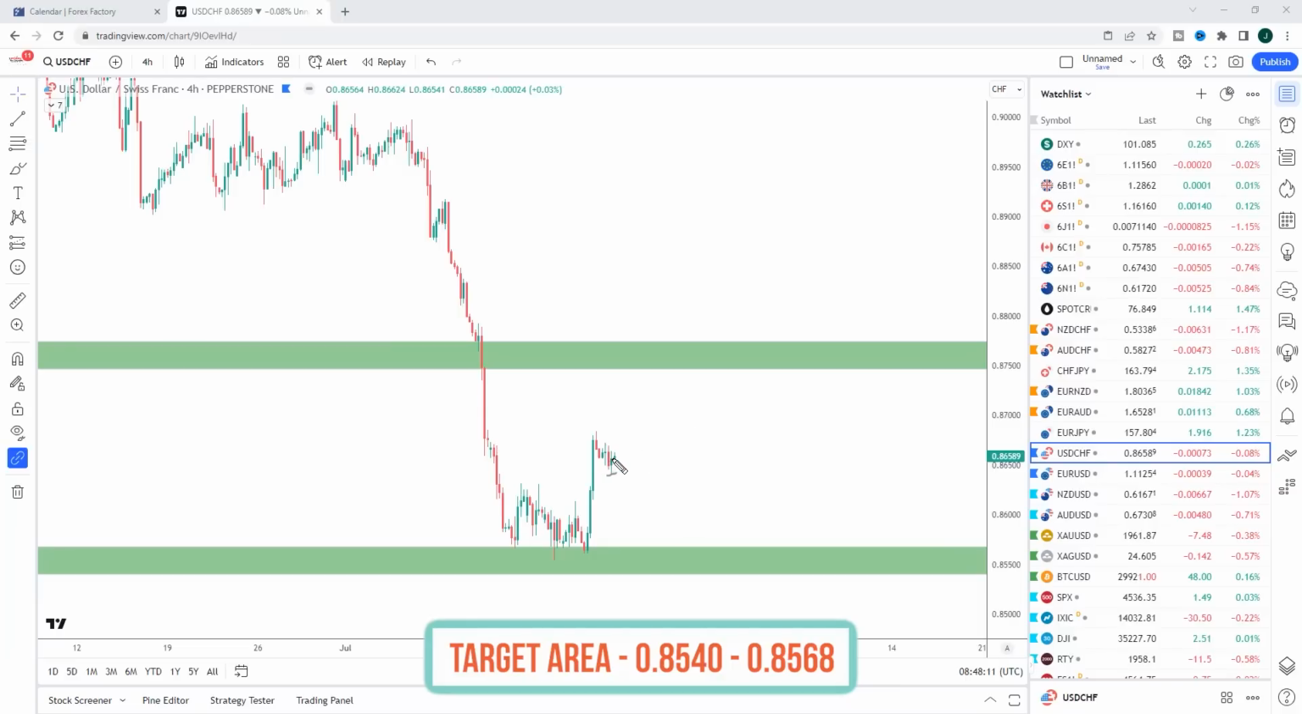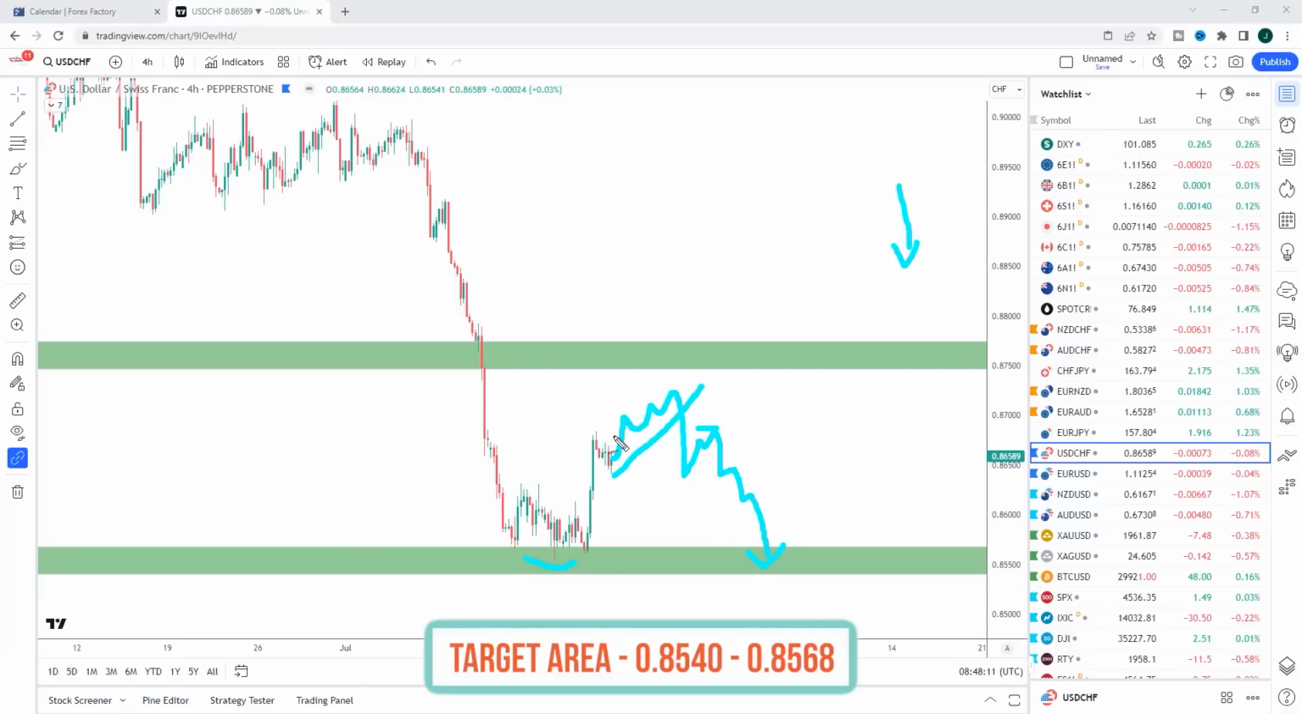But US dollar Swiss franc, any continued pullback in this area, I'm going to be looking coming into Wednesday for a sell-off to the downside, which would be dollar weakness from FOMC. And then any pullback is going to be the opportunity to look for a follow through down to the prior lows here at the 0.8550.